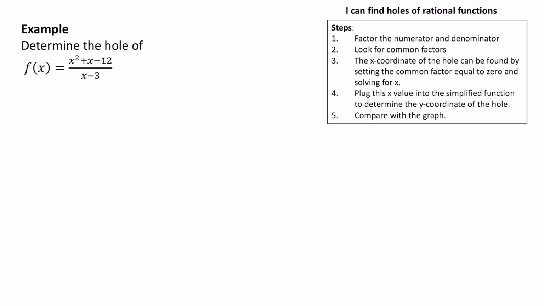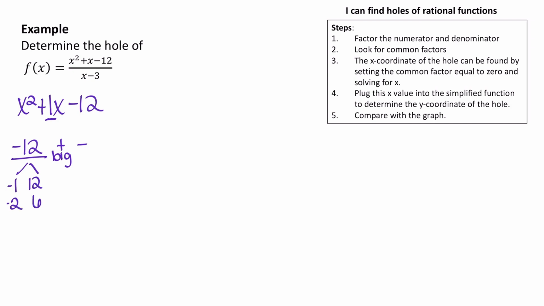Now let's try a different example. Let's determine the hole of x squared plus x minus 12 over x minus 3. You always want to start off by factoring, so we're going to factor this expression. Remember that b here is 1 and c is negative 12. I need two factors of negative 12 that add up to 1. Since 12 is negative, I need a positive and a negative factor. Since 1 is positive, I'm going to make my bigger factor positive. So I have 1 and 12, 2 and 6, 3 and 4, and that's all my factors.